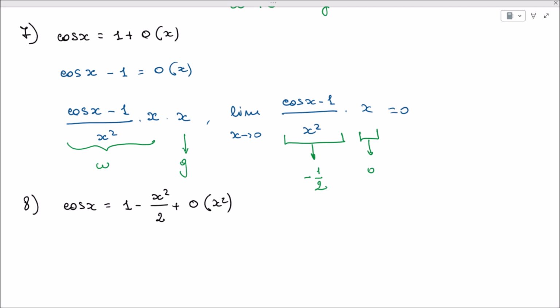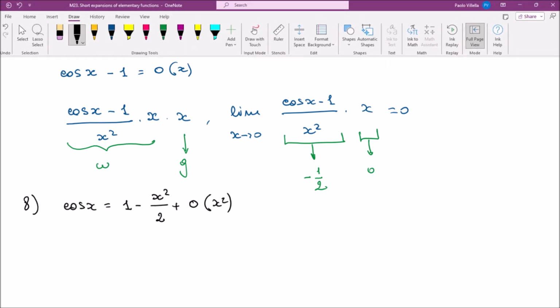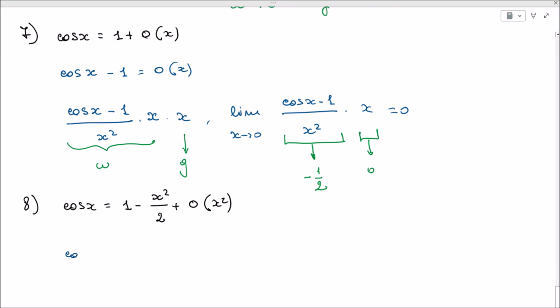And this of course is just, let's say, an anticipation of what we will see in one of the later lectures when we will have long expansions for the function. We may have 2, 3, 4, infinitely many terms in the expansion. Okay, but for the time being, let's prove this expansion. What we want to prove is that the cosine of x minus 1 plus x squared divided by 2 is equal to little o of x squared, right?